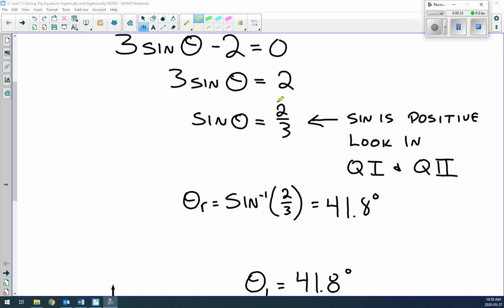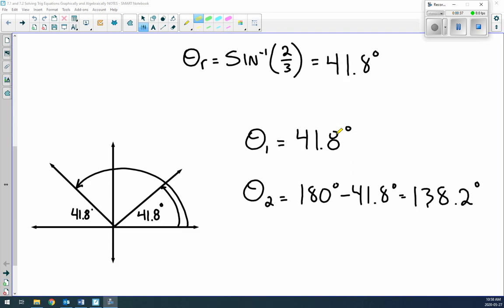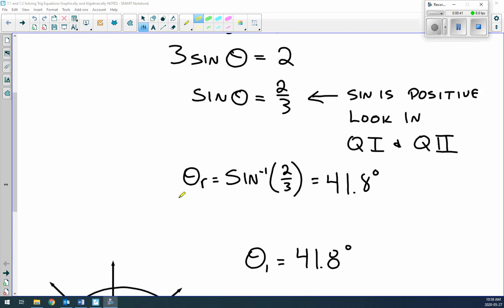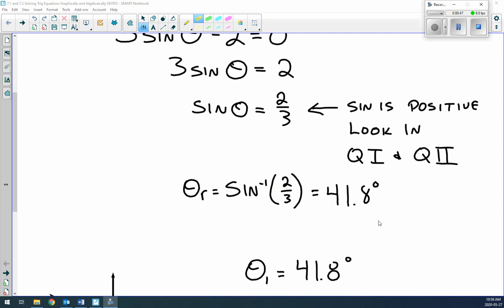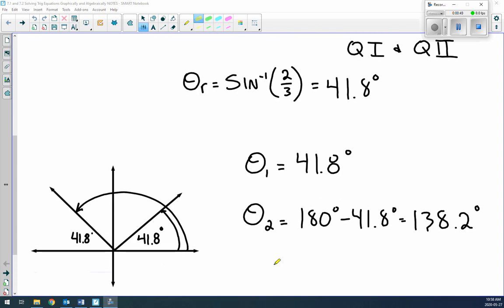So the first thing you do is you look at, hey, sine is positive here. So where is sine positive? Well, it's in quadrant 1 and quadrant 2. So that's our two answers that we're going to look for. Then how do we find it? You do the inverse sine of it, and you get 41.8. So what that means is theta, the distance between the initial and the terminal arm, is 41.8.